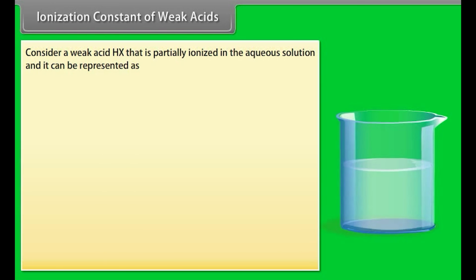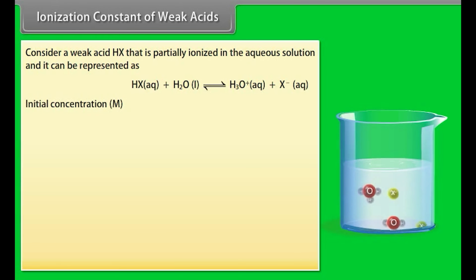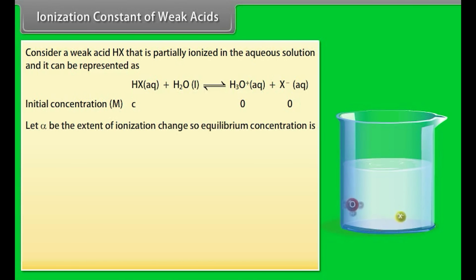Ionization constants of weak acids. Consider a weak acid HX that is partially ionized in the aqueous solution, and it can be represented as: let initial concentration of HX be C. Let alpha be the extent of ionization change, so equilibrium concentration of HX is C minus C alpha. H3O plus equilibrium concentration is plus C alpha, and X minus equilibrium concentration is plus C alpha.